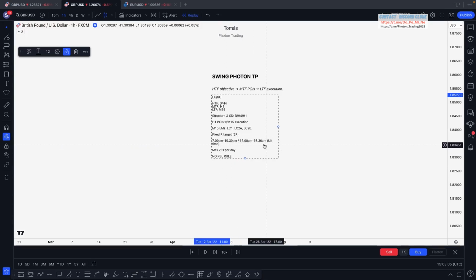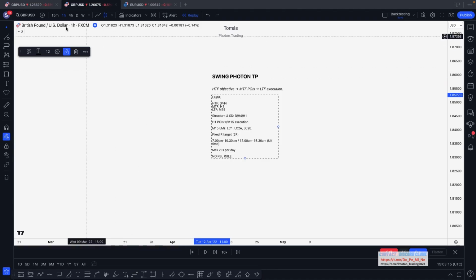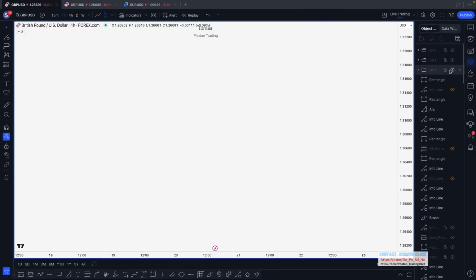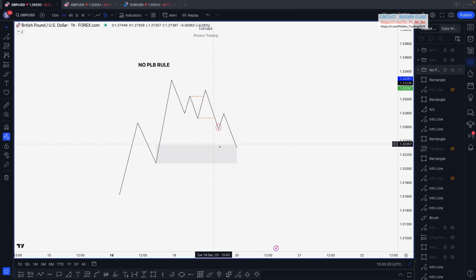Then in terms of session timing, I will also make a video in the stats that talks about this. You'll be able to see that. But these are the ones that I follow. Max 2 Ls per day and the no PBL rule, which I just talked about. Okay, guys, I just talked about that.